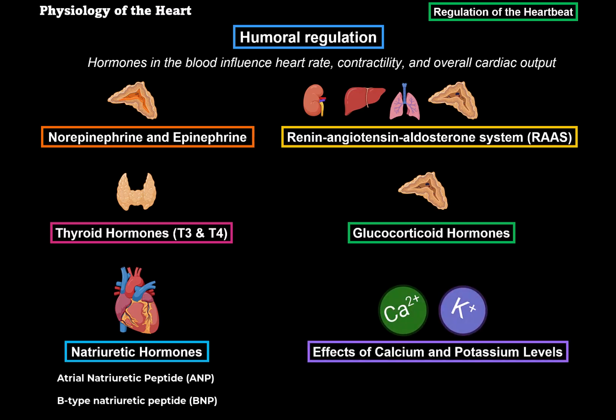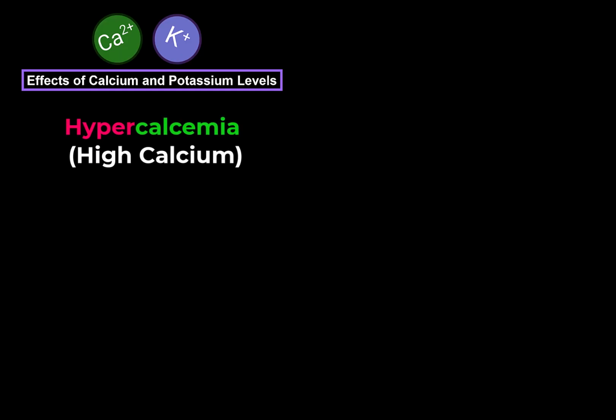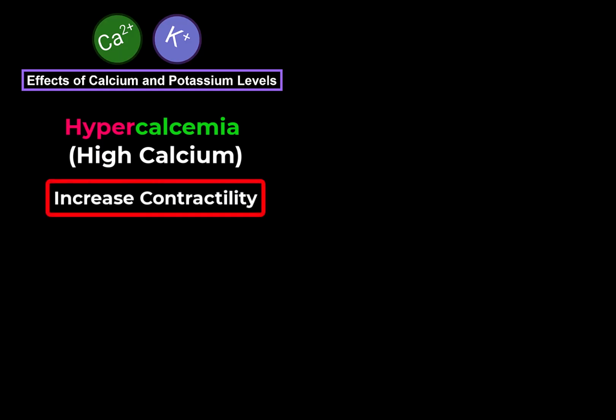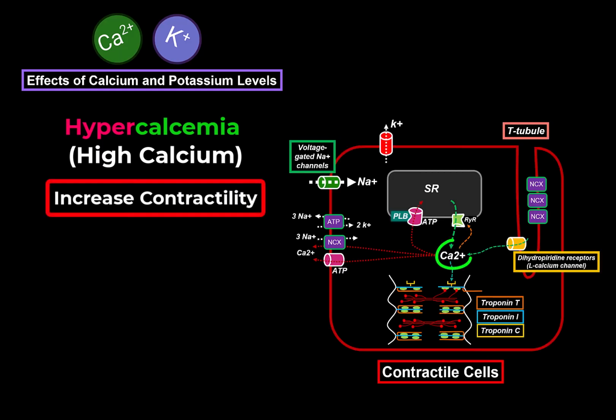Now, you already know how important calcium and potassium are to the depolarization and repolarization of both the contractile myocardium and the pacemaker cells, as well as how important they are for contractility. But what happens if we have hypercalcemia? If a patient has high calcium levels in their blood, you can expect the patient to have an increased contractility because the elevated calcium levels can enhance myocardial contractility by increasing calcium availability for each contraction.